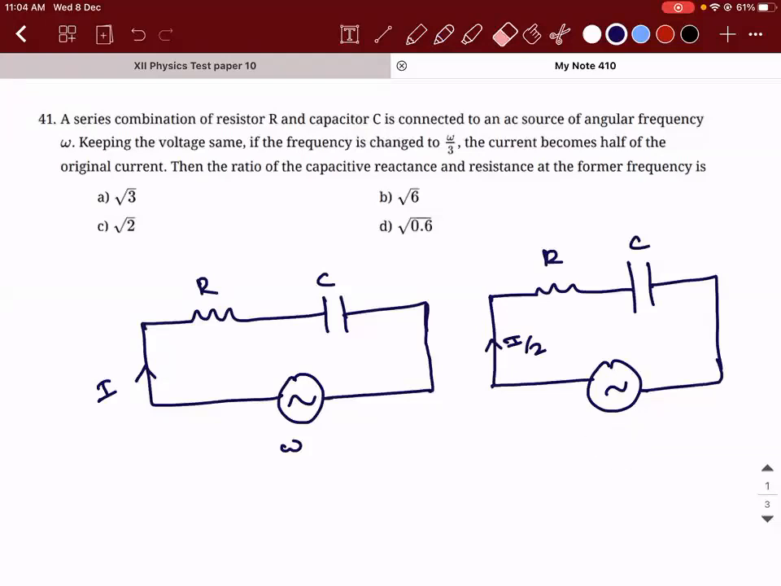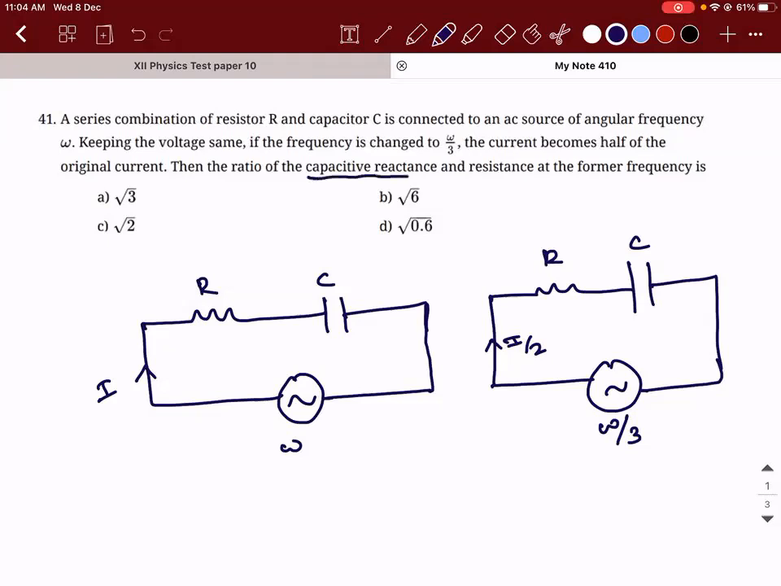There is something that impedance will change. Not impedance will change, but before impedance, there is something else. Impedance is changing because of whom? It is because of the capacitive reactance.